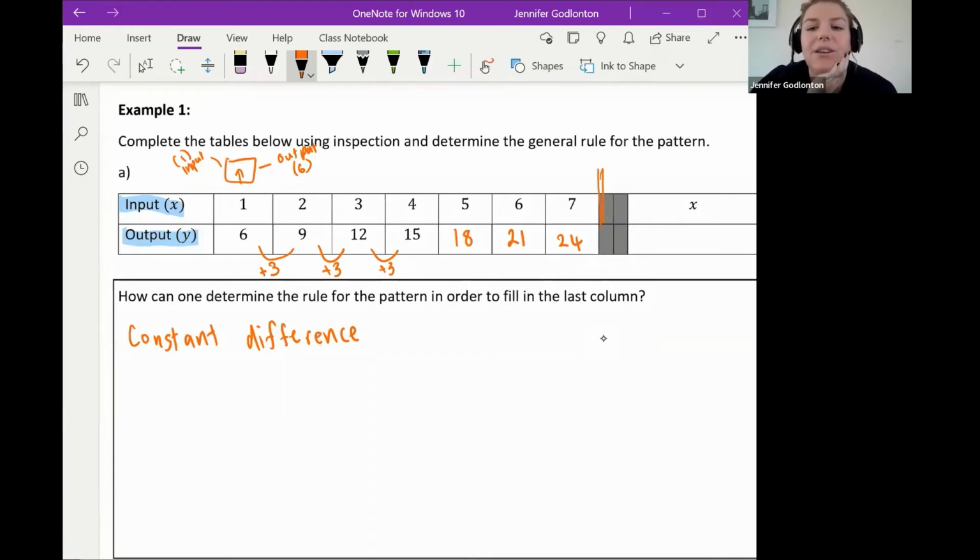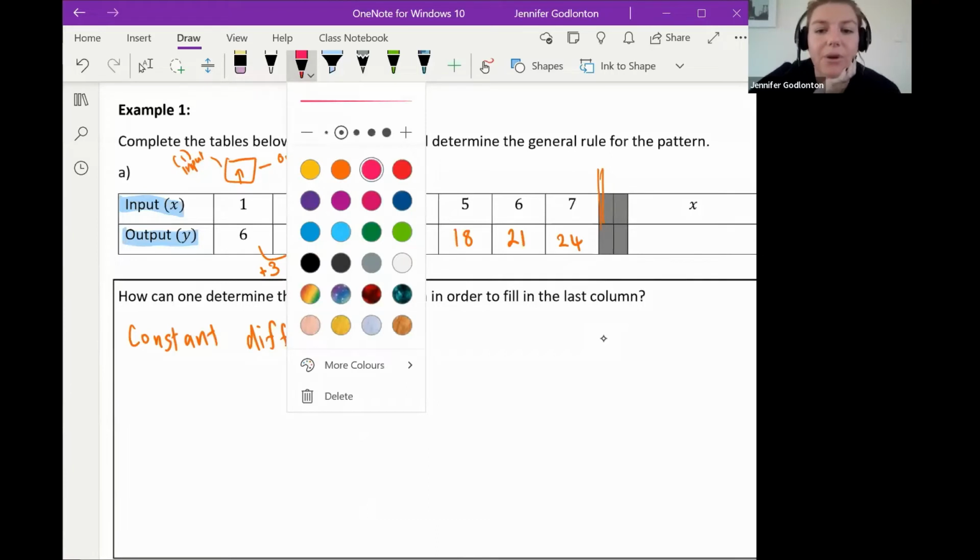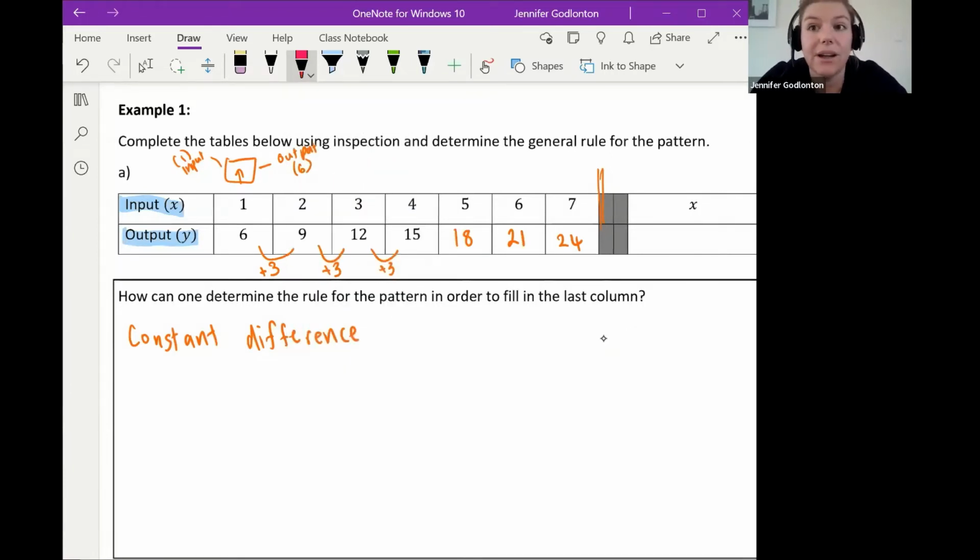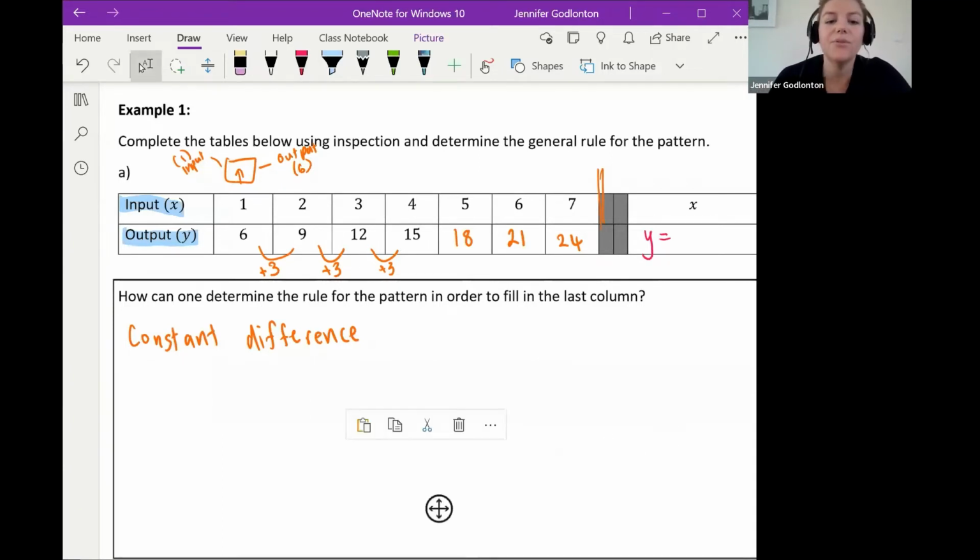Now we need to try and figure out this bottom part of the question. And in order to find out the bottom part, they are wanting us to write a formula. So they are wanting us to write y is equal to something plus or minus something. Now, in order to find that something and that something, the first thing that we wanted to do is find our constant difference.